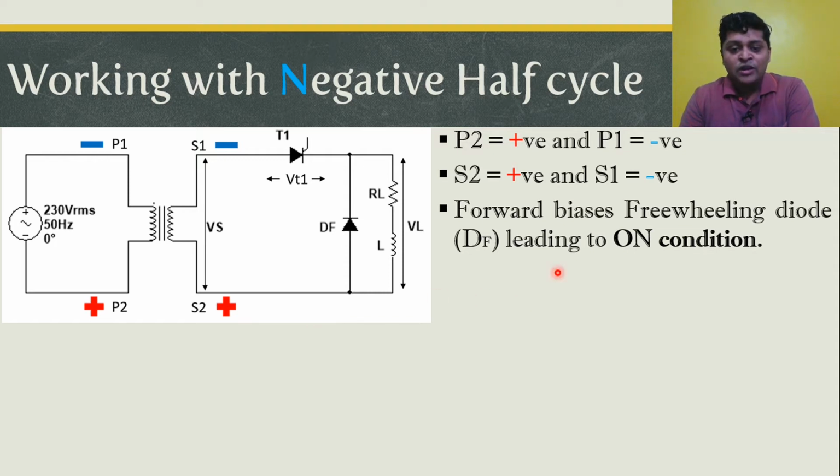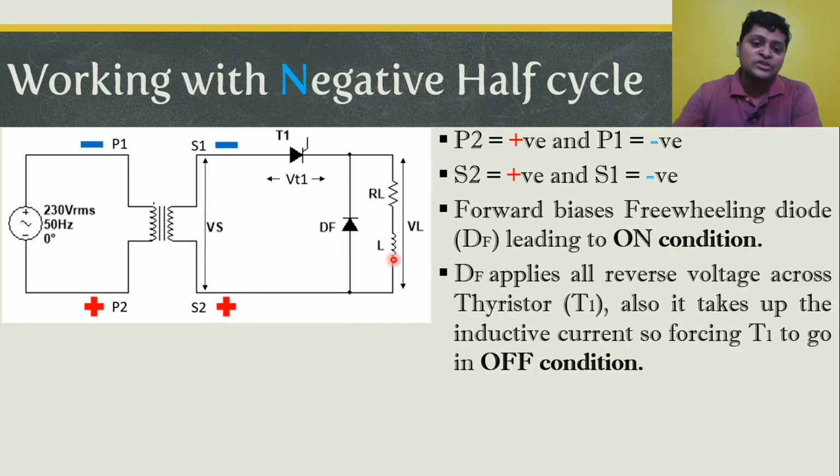As the freewheeling diode is in forward bias condition, automatically it goes in on condition. As soon as the freewheeling diode is in forward bias condition, it applies all the negative voltage across the SCR. So all the negative voltage will get directly applied across the SCR, which will reverse bias the SCR. Also, as the freewheeling diode is in forward bias condition, it takes up all the inductive current through itself. So all the inductive charges will be bypassed through the freewheeling diode. So it reduces the current flowing through the SCR below the holding current value.